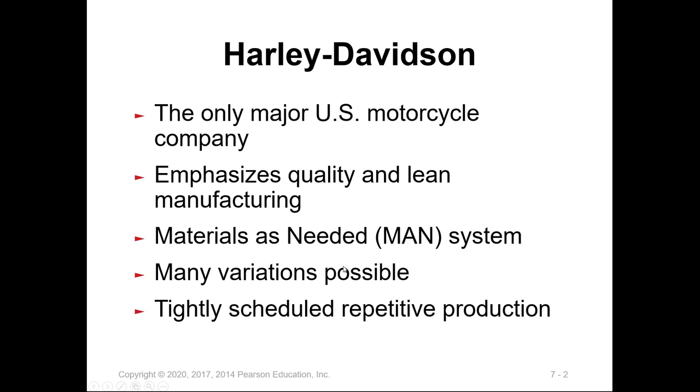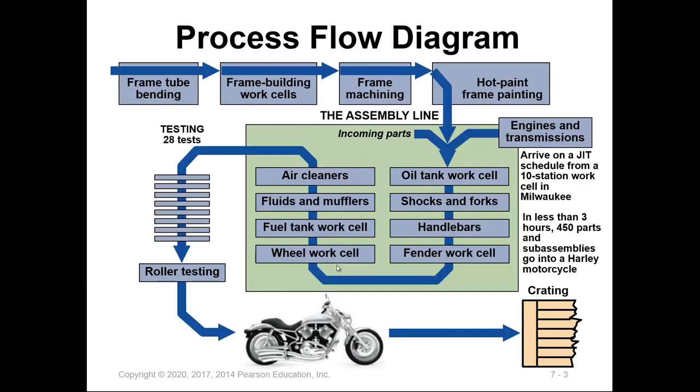Harley-Davidson is an example of a company that implements process strategies as the only major US motorcycle company. This company emphasizes quality and lean manufacturing. They implemented the materials as needed system, where they have the ability to create many variations, but they will have a tight schedule and repetitive production. This is the flow diagram representing the processes at Harley-Davidson Company, and we will discuss more about the process strategy used at a later slide.